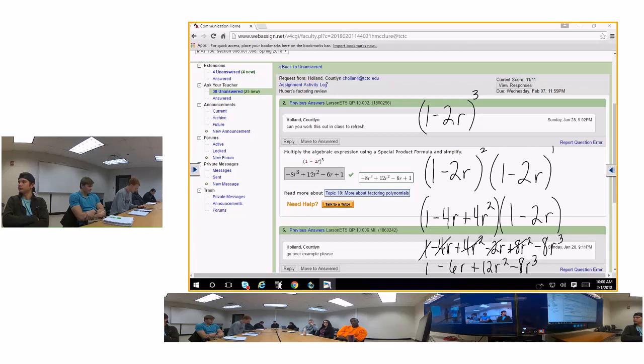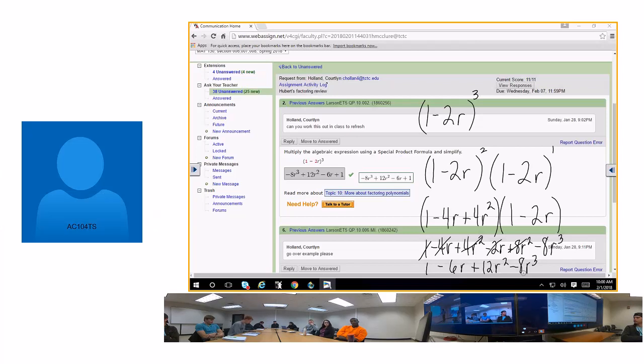Can't hear you. Why did you cross out more? I'm adding them together. So 1 doesn't go with anything, so you just bring it down. And then the 6r is negative 4r and 2. You're just combining like terms.